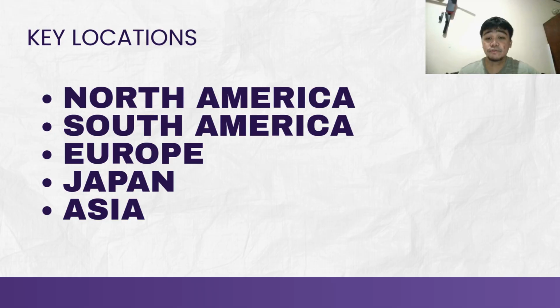So the five key locations are North America, South America, Europe, and Japan, which is a country. Japan is a major location, and the rest of Asia. So we have these five major locations, and each of these locations has a country that will produce for it.